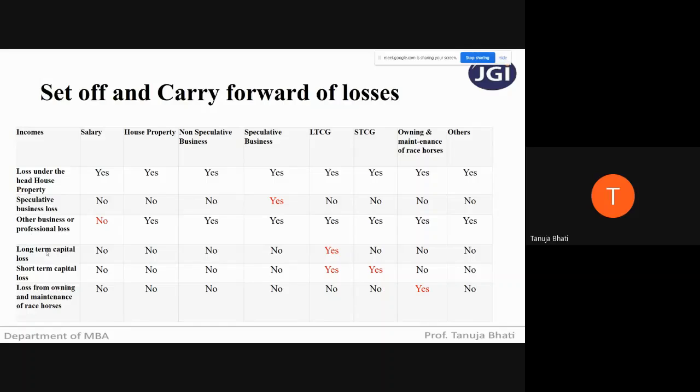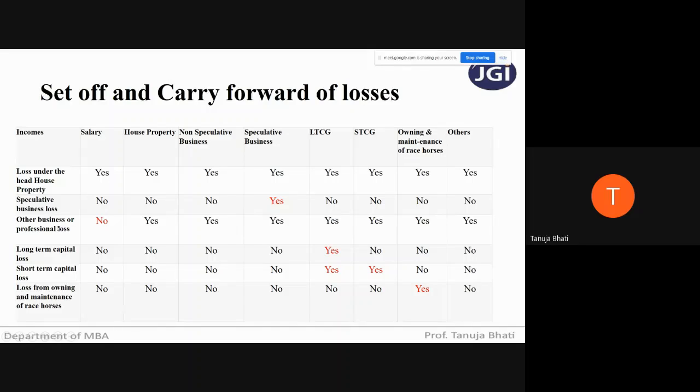Next, speculative business loss. It can be set off only against gain from speculative business. It cannot be set off against any other head. Remember students, speculative business loss can be set off only against gain from speculative business. It cannot be set off against any other head of income.